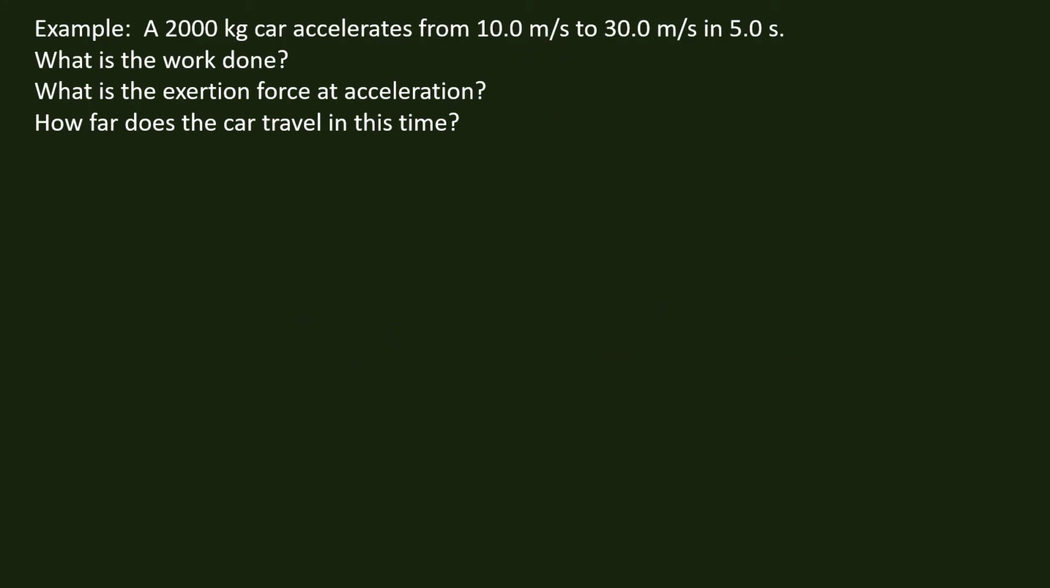So let's look at an example using the work energy theorem. A 2,000 kilogram car accelerates from 10 meters per second to 30 meters per second in 5 seconds. They want us to first ask, what is the work done on the car? What is the exertion force at acceleration? And how far does the car travel in this time?